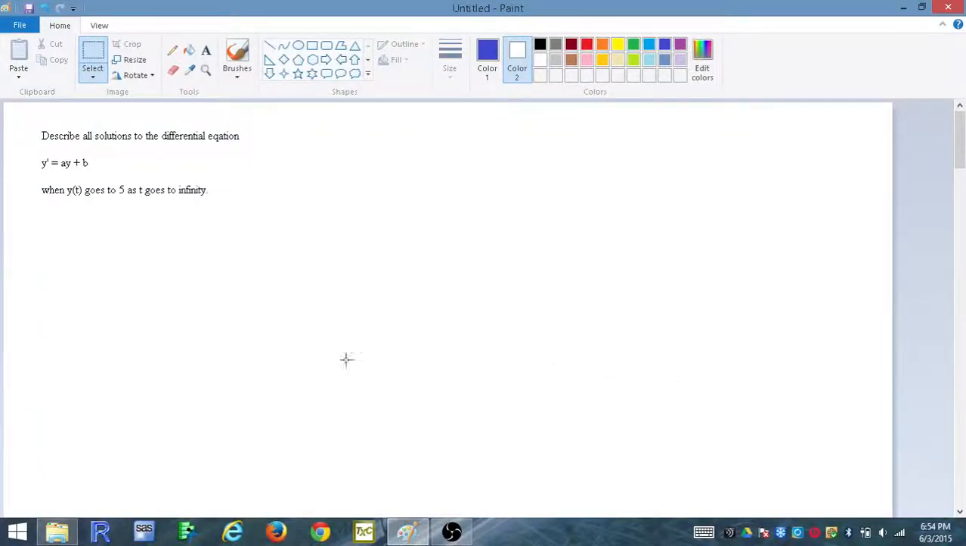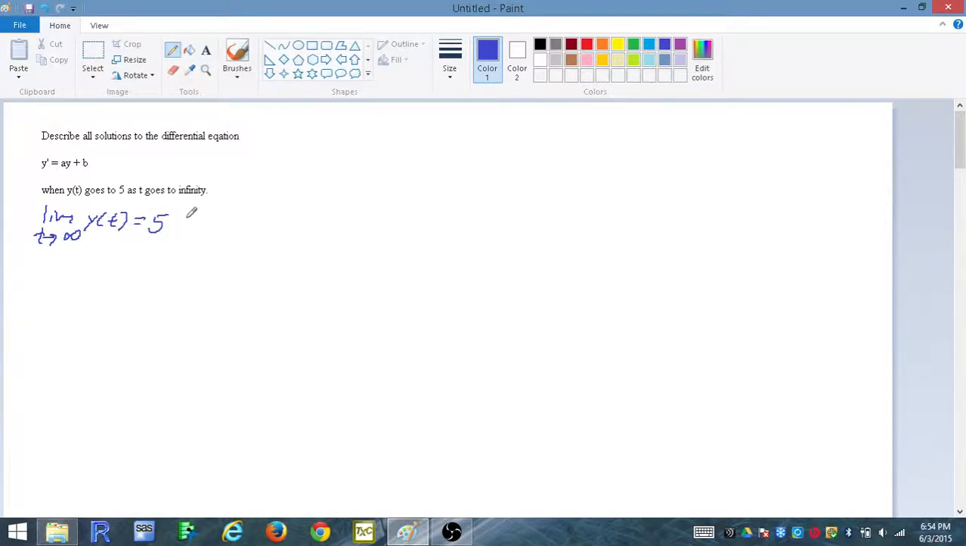Let's describe all solutions to the differential equation y prime equals a constant times y plus a constant, when y is a function of t and it goes to 5 as t goes to infinity. Alright, so what we've got going on, this little piece of information tells us that the limit as t goes to infinity of y of t is equal to 5.